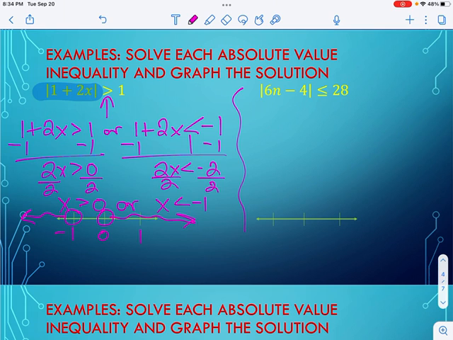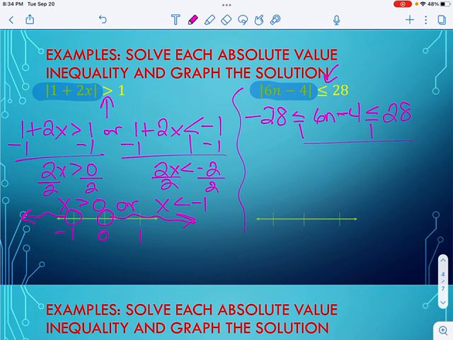Okay, let's take a look at the second one here. So I start here, and my absolute value is isolated. So the next thing I notice is it is a less than symbol. So I bring the 28 over. I make it my negative case. I include everything that is inside the absolute value. And then I bring down my 28.